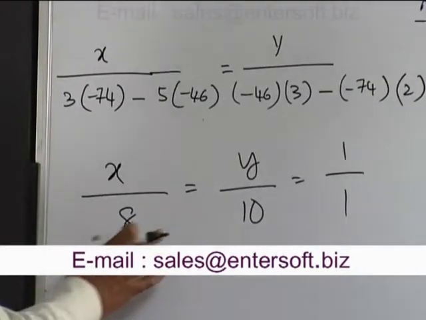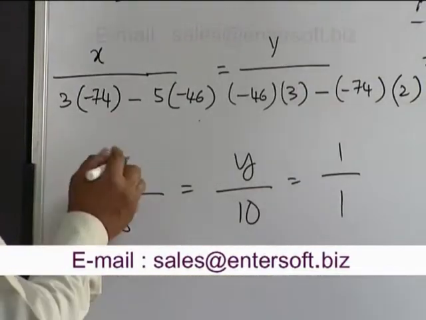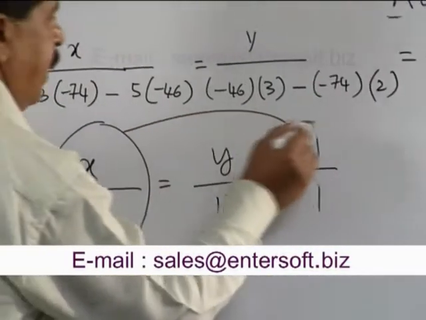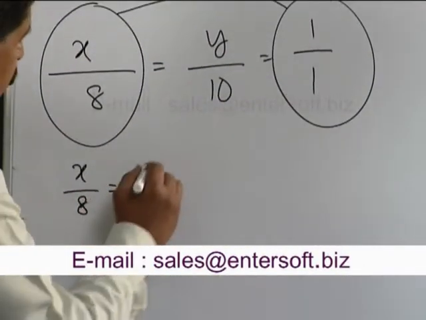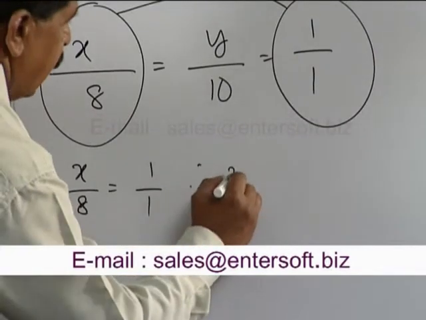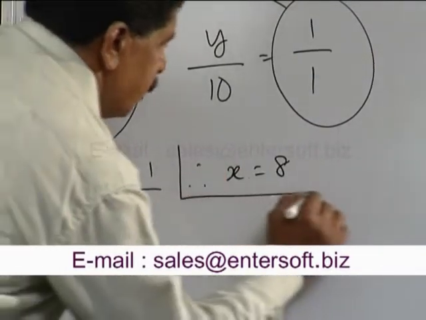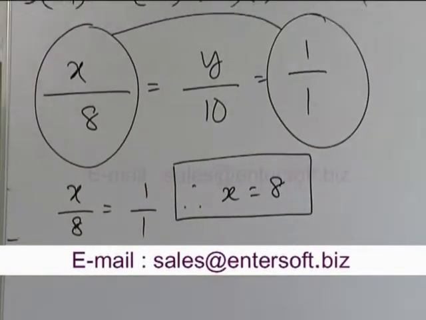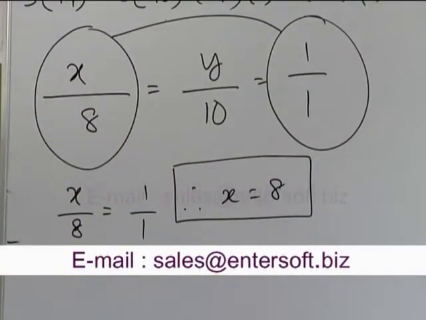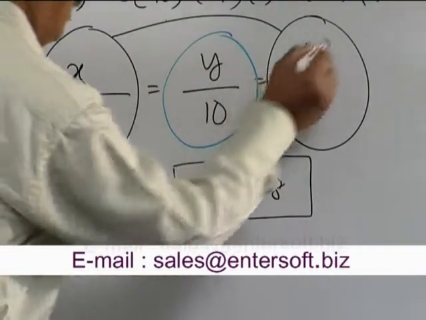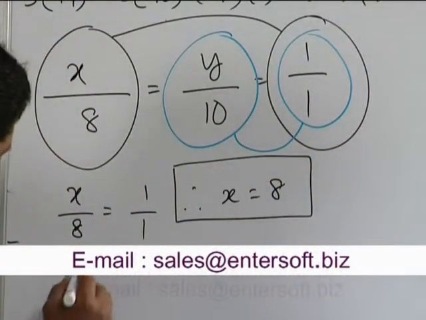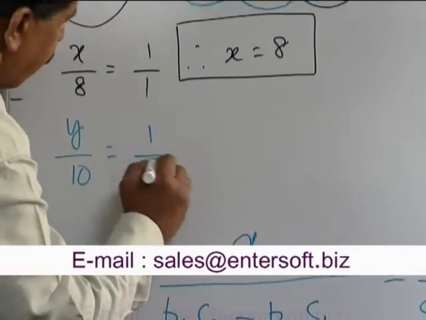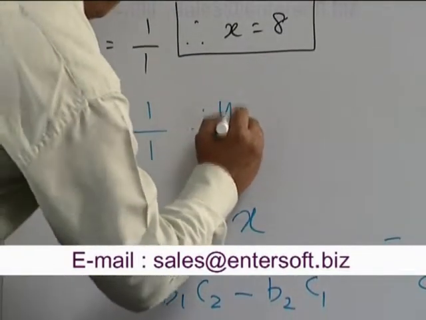So I have got x, y, constants here. So I will take this portion and this portion. So I will say x by 8 is equal to 1 by 1. Therefore x is equal to 8. See, I have found the solution to this. Right? Next, what I will do is, I will take this and this again. So when I do that, y by 10 is equal to 1 by 1, and therefore y is equal to 10.